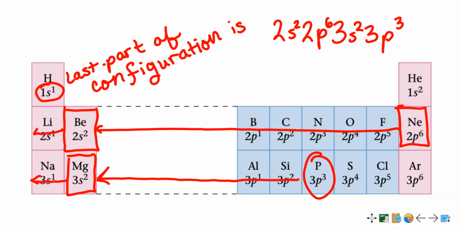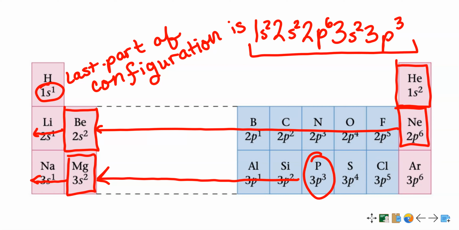I keep tracing backwards. And helium is the last full one for that. And that's 1s2. Since 1s2 is the very bottom, that gives me the electron configuration for phosphorus. Okay? So that's how we can use the periodic table to build an electron configuration and work our way backwards.